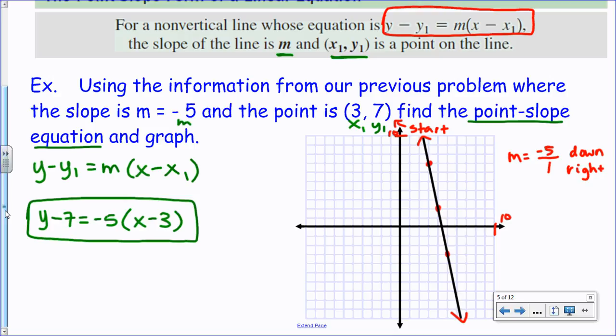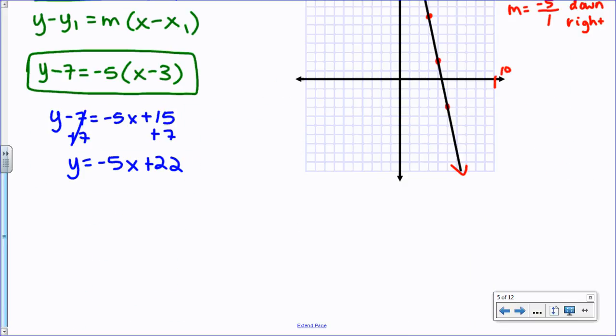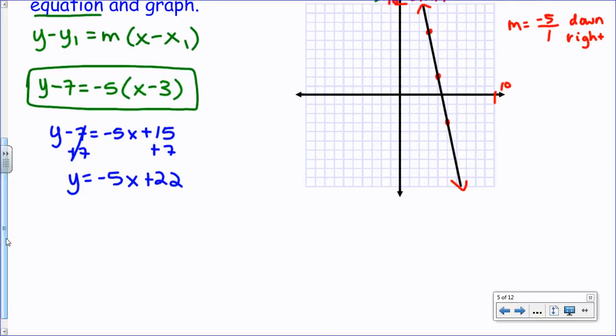So let's go ahead and change this to slope-intercept form. Slope-intercept form, y is by itself. That's the main point of slope-intercept form, is that it's y equals. So that's all I'm going to do, is just get y by itself. To do that, first I want to distribute over here on the right, and then I need to add 7. So that is where I get my -5x plus 22 again.